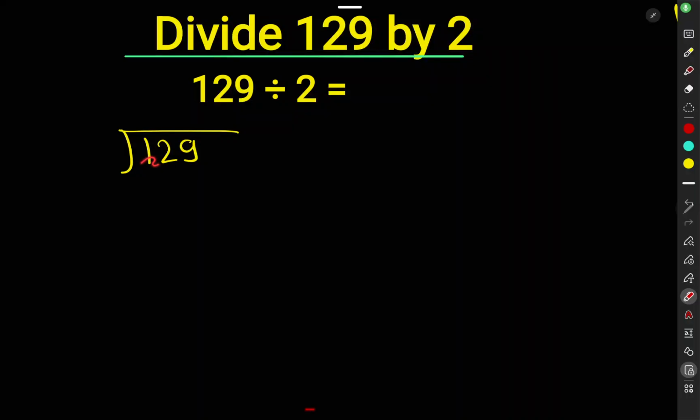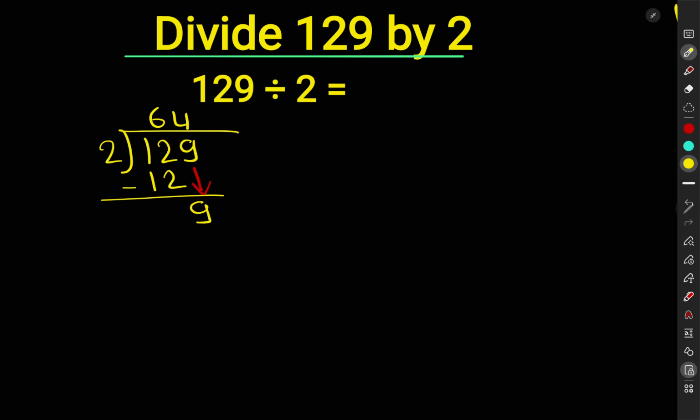So here we divide 129 by 2 in a long division method. So 2 times 6 means 12. On subtracting we get 0. So now we bring down the number beside, that is 9, and we remove this 0.